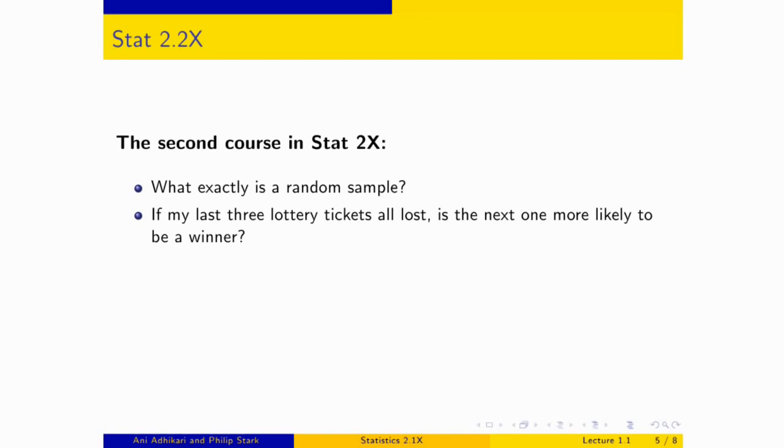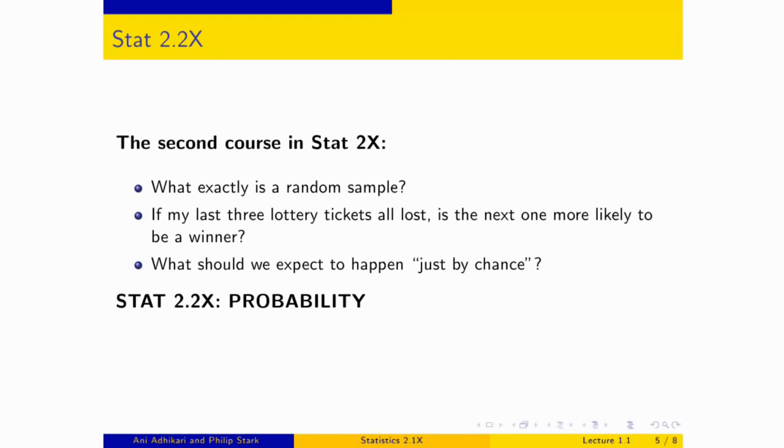But most lotteries have far more than 4 tickets, hundreds of thousands. And then the question becomes much more interesting. If you've lost a few in a row, are you now due for a win? Are you more likely to win? Or should you just stop buying tickets because you're totally out of luck that day? We'll address questions like that and, in general, what we expect to happen just by chance. And that's the second course in the sequence, 2.2x, which is probability, and that is about understanding and quantifying randomness.